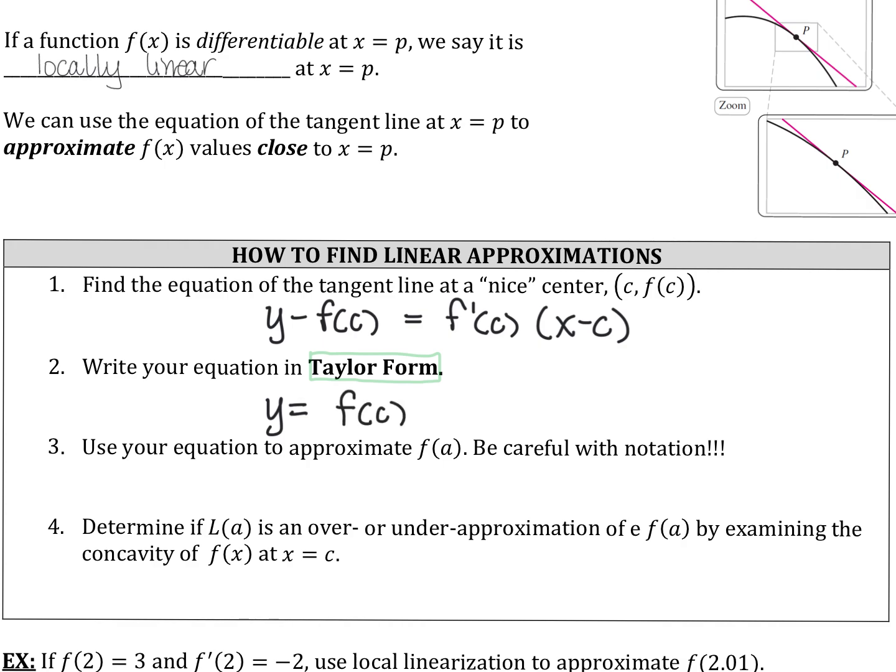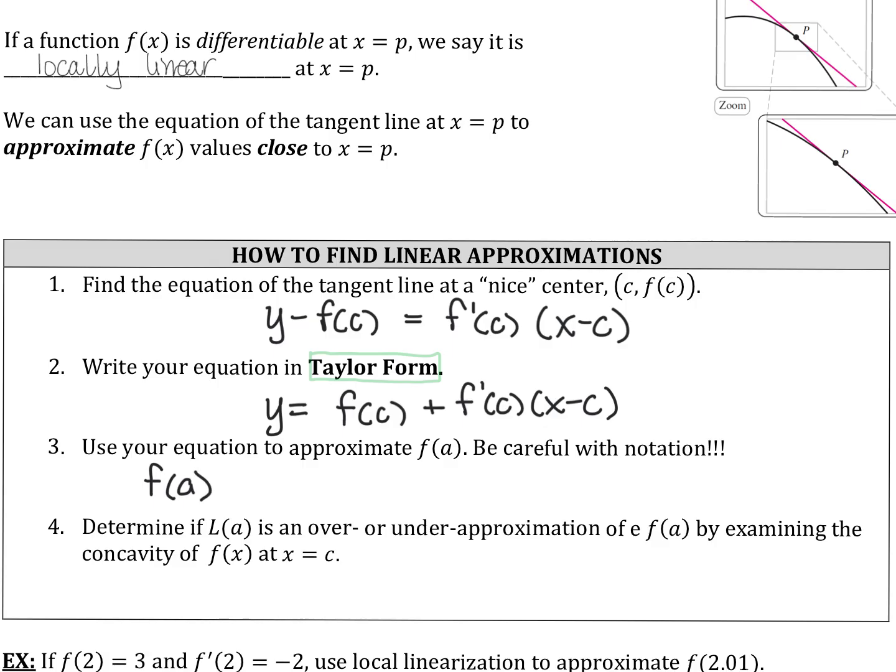So we would say y equals the y value, or f of c, plus f prime of c times x minus c. So this is what we call Taylor form. And then what we do is we use it to approximate the function at a point A that's really close to C. Okay, so here's what this looks like. The equation that we actually use to approximate is we say that the value of the function at A, some point that is just outside.